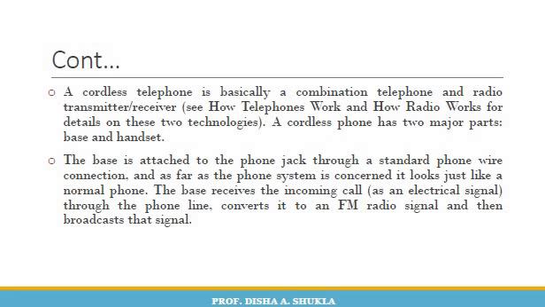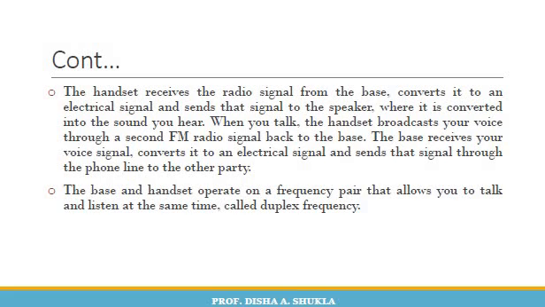The base receives the incoming call, the base that we have connected to the telephone jack. It receives the incoming signal as an electric signal through the phone line, converts it to FM radio signals and then broadcasts the signal. Moving on further, the handset receives the radio frequency from the base. It converts it into an electrical signal and sends that signal to the speaker, where it is again converted into the sound that we hear.